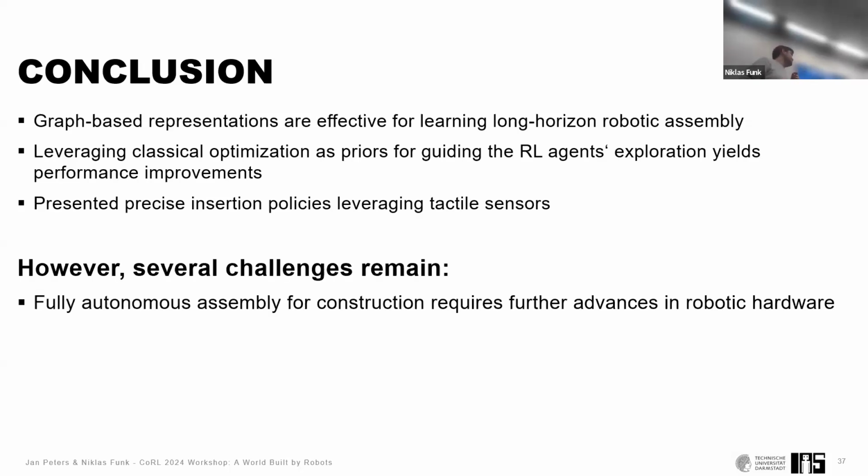However, several challenges remain, and they are mainly focused on assembly in the context of construction. So for fully autonomous assembly for construction, I think we need further advances in robotic hardware. Most of our arms are not powerful enough to actually deal with larger real-world blocks. And I also think that the tactile sensors that we are using at the moment are quite limited to rather light blocks.